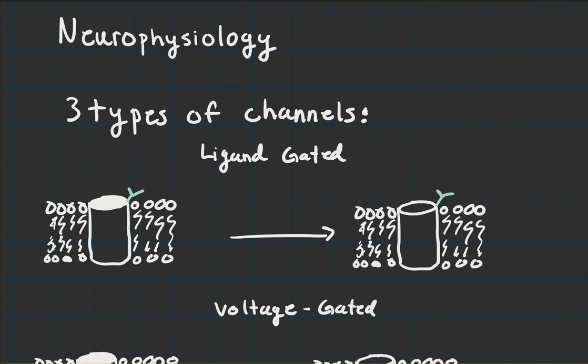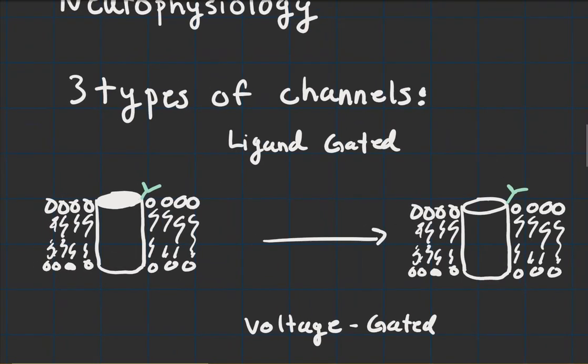So what's happening here on the left is we have this closed channel, and in green I've put a little receptor here. That would be for the ligand to bind to. So let's say we have some sodium ions out here. Let's say this is a ligand-gated sodium channel. As of right now, this sodium cannot pass through the cell membrane because the channel is closed. It hasn't been unlocked yet.